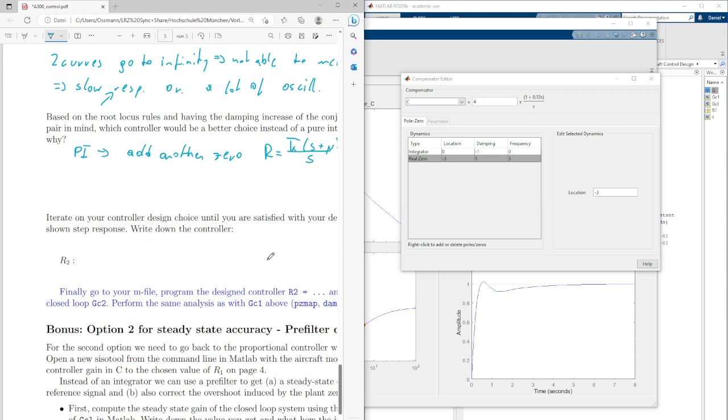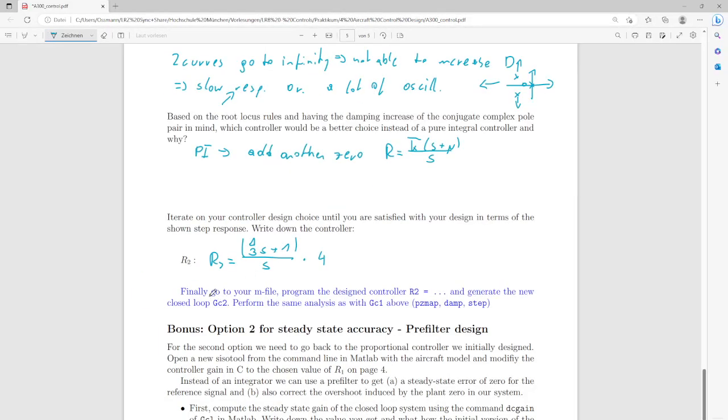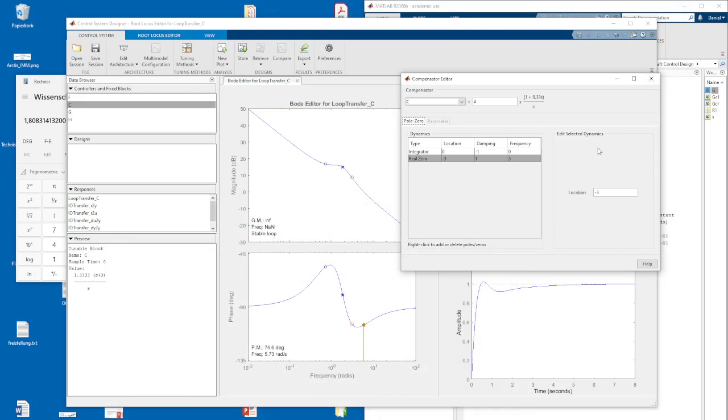So we would have a controller which looks the following. R2 is nothing but 1/3 S plus 1 over, we have an integrator, and we have a gain here, which we choose of 4. Okay, so finally, go to the Matlab design. We're going to put in the controller, and we can do that easily.